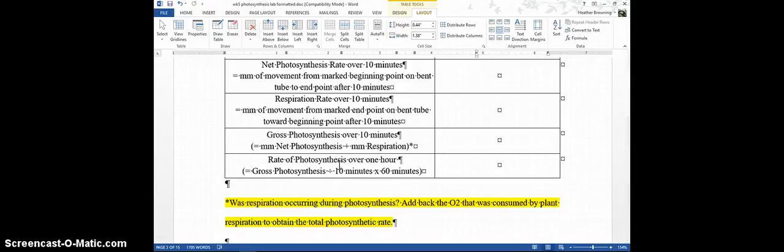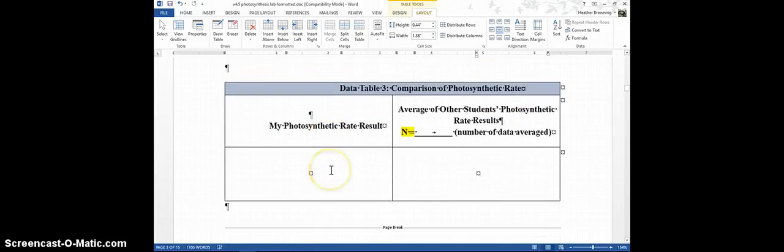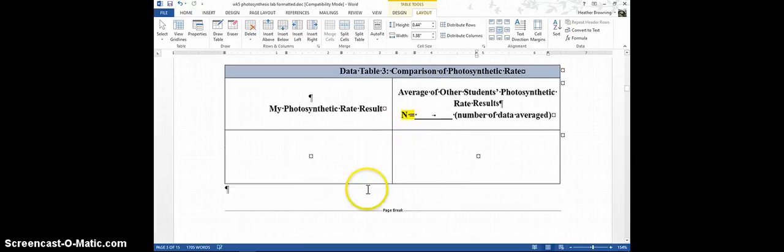And then you have, was the respiration occurring during photosynthesis? Add back the O2 that was consumed by the plant respiration to obtain the total synthesis rate. So make sure you notice this. Respiration is always happening, yes. So then you have your rate versus the rate of the other, and then you'll put in how many others there were.